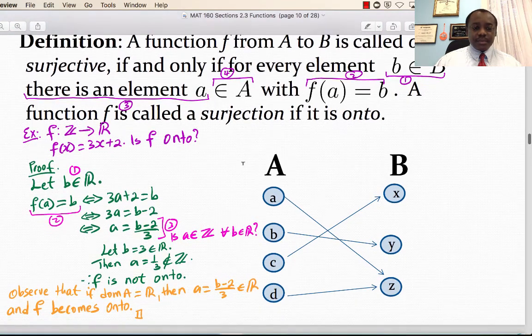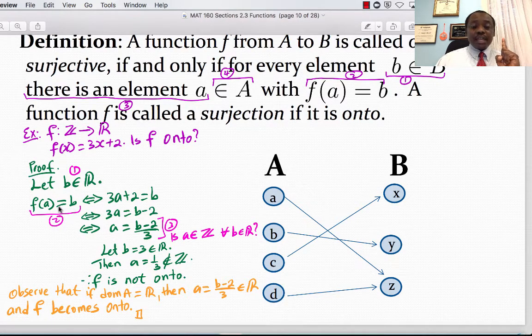Here is an example. f from Z to R, the set of integers to the set of real numbers, defined by f of x equals 3x plus 2. Is f onto? Watch, the domain is the set of integers. And I've done this intentionally because I want to show you that the domain matters a lot when you're determining whether a function is onto or not. Proof. Let b be an element in R. So I pick an element from the codomain. Again, that is my number one.